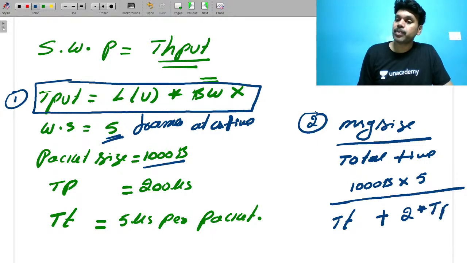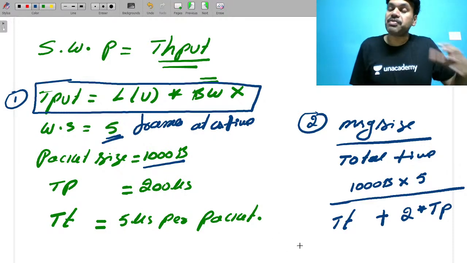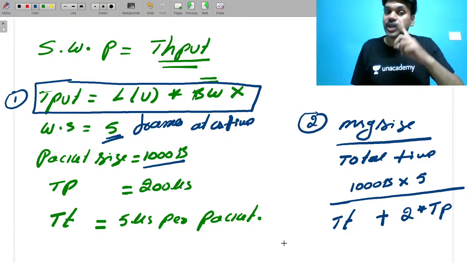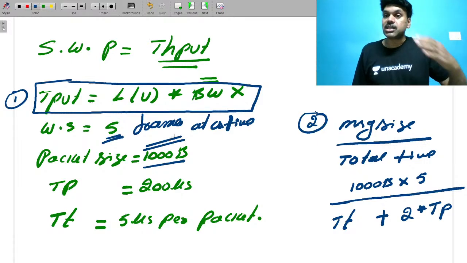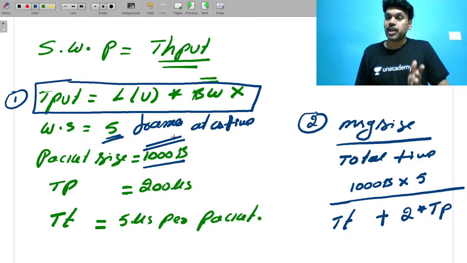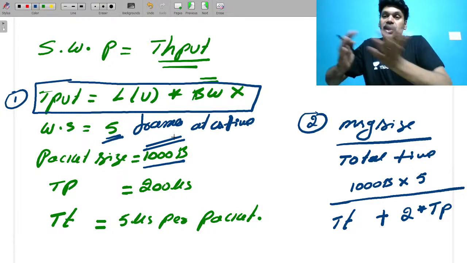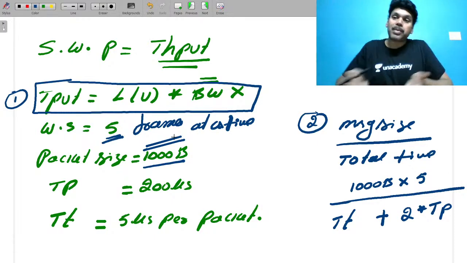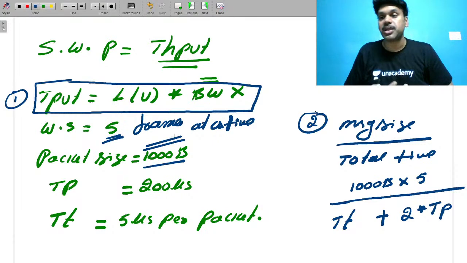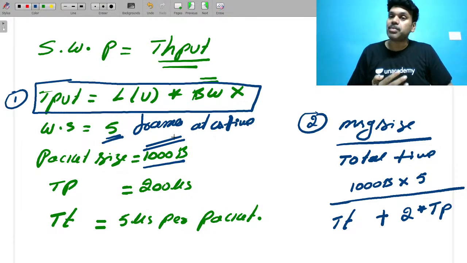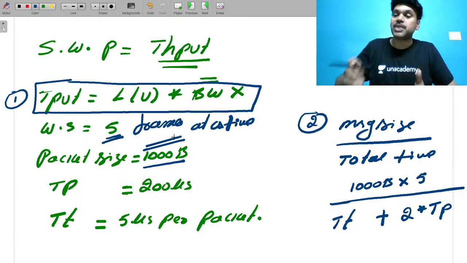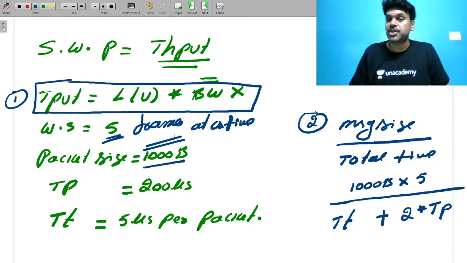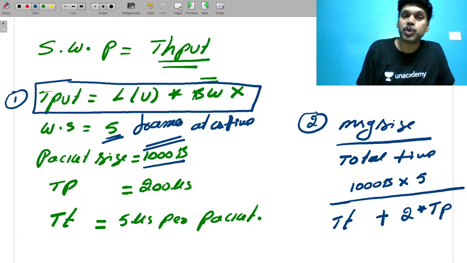What is your TT? Don't calculate TT for the entire message. You calculate TT only for the first frame, because in sliding window protocol, your next frame transmission times are overlapped with your first frame propagation time. Again, I am telling you, your next frame transmission times are overlapped with your first frame propagation time. So if you want to have proof, I can give you.